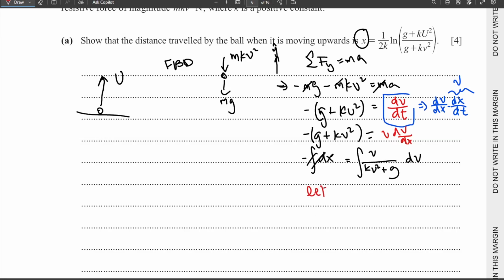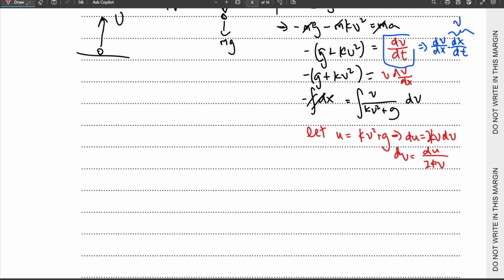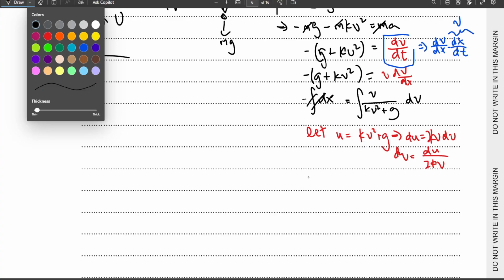We're going to let u equal the bottom function, kv squared plus g. g is a constant, k is a constant here. When we differentiate, du will become 2kv dv. g becomes just 0 because it's a constant. We can isolate dv from this. dv will just be du over 2kv. Now we can substitute everything back into our integral, so it transforms into the u variable.